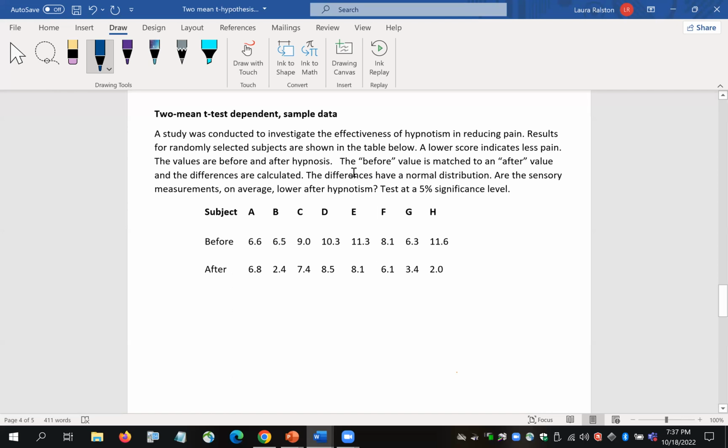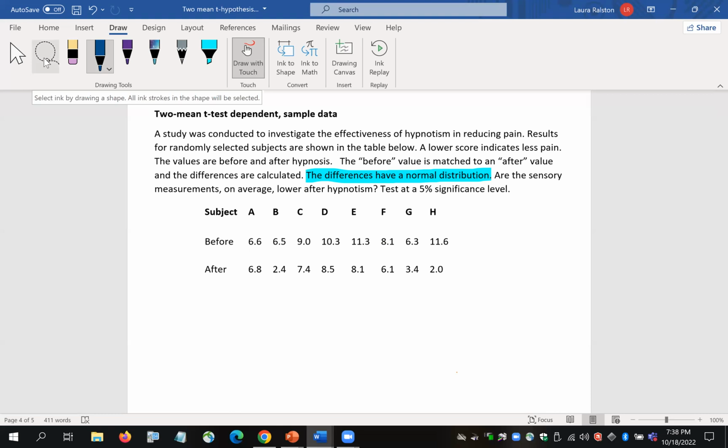The differences have a normal distribution. Are the sensory measurements on average lower after hypnotism, tested at a 5% level of significance? One thing that jumps out at me initially is that it tells me the differences have a normal distribution. When I have a normal distribution, I know that I can use the parametric test. It's somewhat obvious because of the display, which I hope gives you that sense that they are paired together.